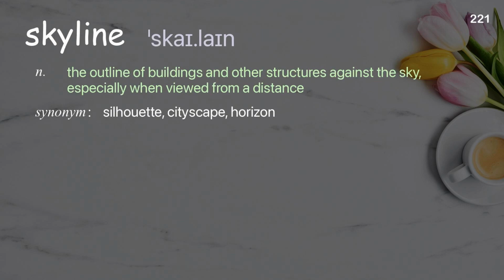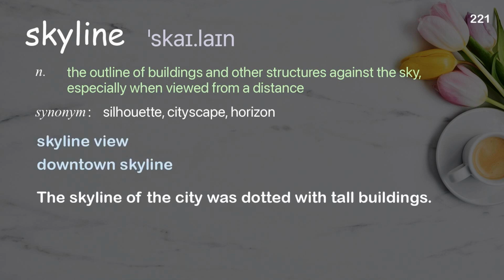Skyline. The outline of buildings and other structures against the sky, especially when viewed from a distance. Examples: Skyline view, downtown skyline. The skyline of the city was dotted with tall buildings.